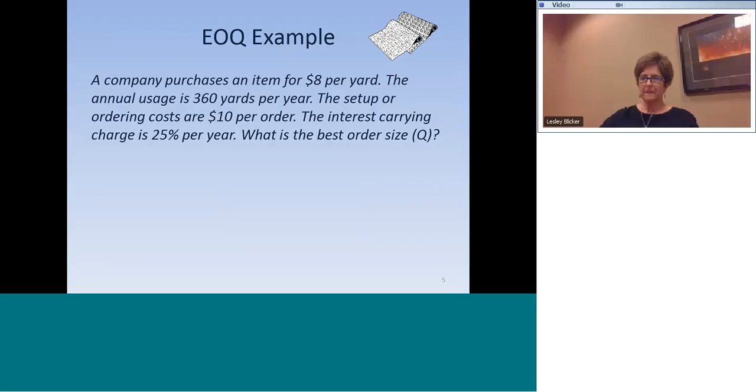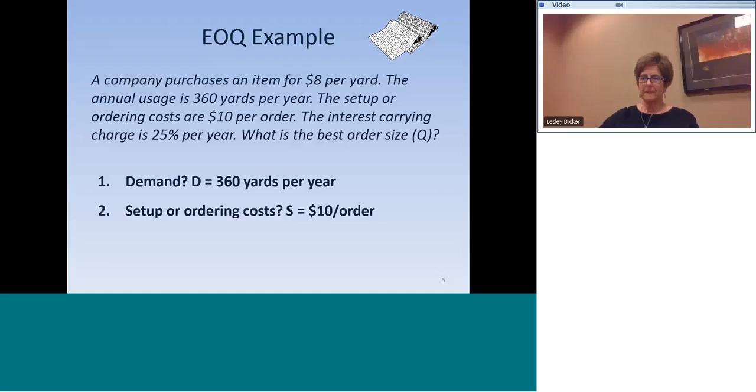Well, before we solve for Q, remember we said we needed three things. We needed to know the annual demand, the setup or ordering costs, and the holding costs. So in this example, D is given to us as 360 yards per year. The setup or ordering costs are given to us as $10 per order. And the holding costs, well, we have to compute that, but the interest is given to us as 25% per year, and the unit cost is given to us as $8 per yard.